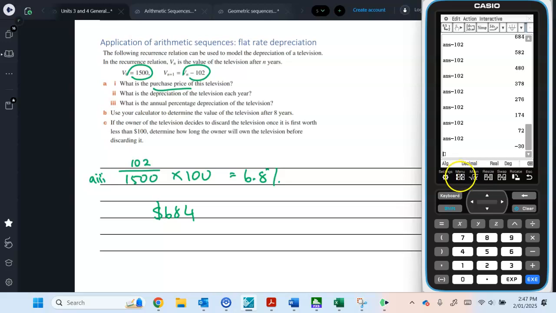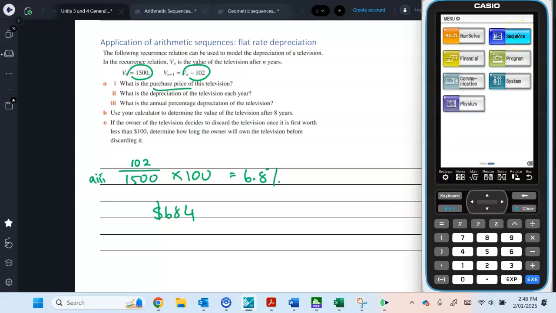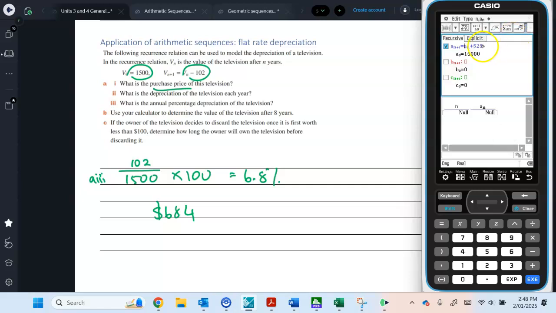Let's just have a quick look at doing it in our sequence. Come on, calculator. Okay. All right, so we're subtracting because it's an example of decay. So we're subtracting 102. I'm just putting the recurrence relation in here.